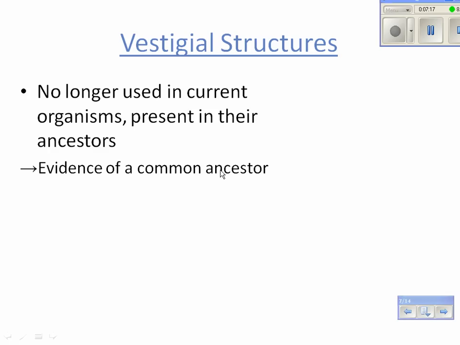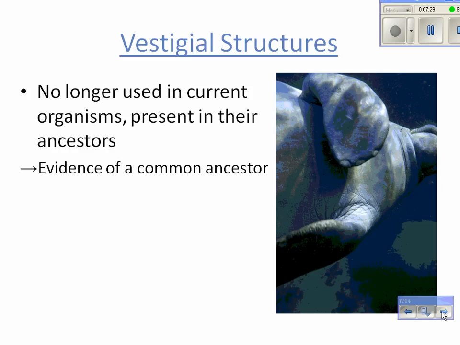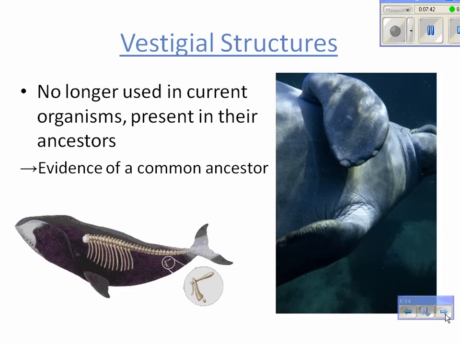Vestigial structures are the ones that are no longer used in the current organisms, but they were present in the ancestors. So these are also evidence of a common ancestor with change over time. Some examples are fingernails on a manatee. Even though the manatee swims through water and doesn't need fingernails to grip soil or trees, it still has fingernails.